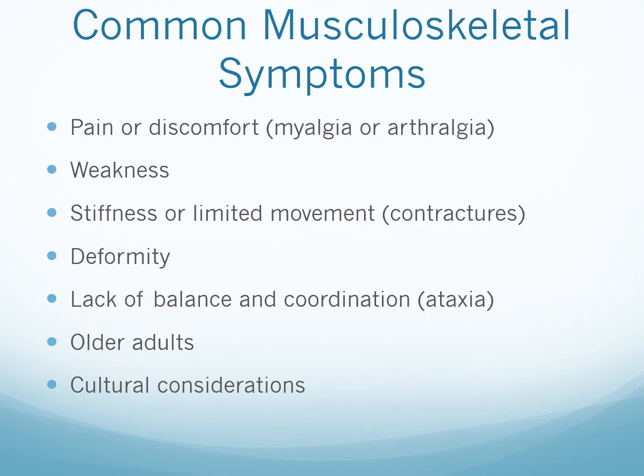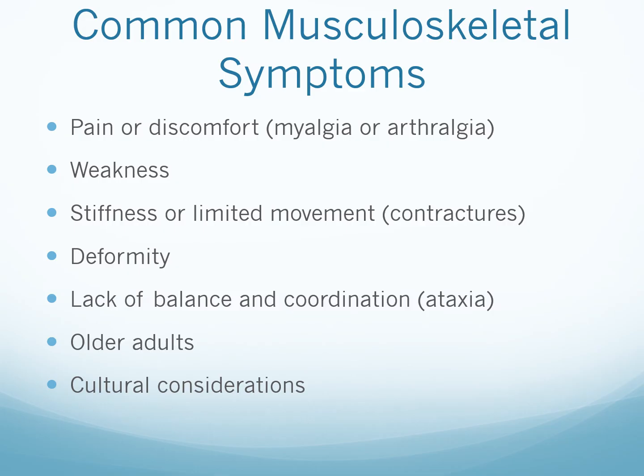And the slide also reminds us about older adults, again, who commonly experience decreased muscle mass, reduced flexibility, slower movement, and balance changes. And we need to, again, differentiate normal aging from abnormal findings. And finally, we're again considering cultural considerations. Patients may express pain differently depending on their background, beliefs, or past experiences with healthcare. Some patients may openly describe pain while others may minimize symptoms.